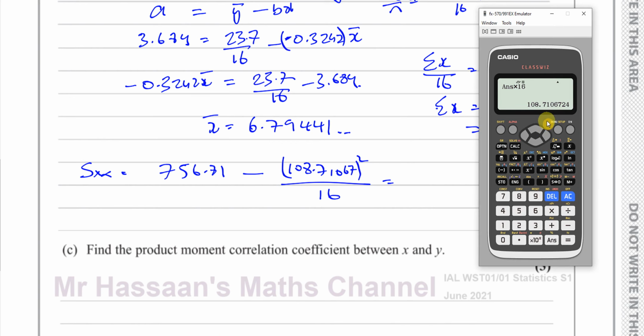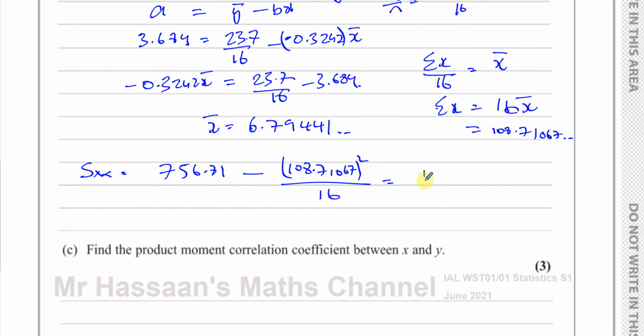what we're looking for. So we're going to take this and we're going to square it. Okay, we're going to divide it by 16. Okay, and then we're going to do 756.81 minus the answer. Take away our answer, and then that gives us 18.18435, which continues on. So to 3 SF, that's 18.2. That's Sxx. So that's the answer to part B of that question.